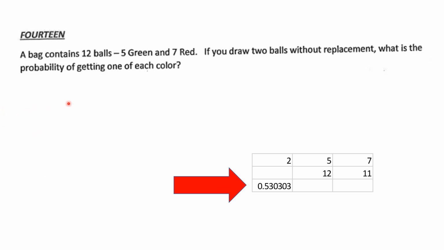Here you were talking about a bag containing 12 balls, 5 green and 7 red, and you draw 2 balls without replacement. What's the probability of getting one of each color? Well, you could have gotten the green one first, or the red one first. And so you would say that the probability would be either 5 out of 12 times 7 out of 11, or it would be 7 out of 12 times 5 out of 11, but there's 2 times those probabilities. So when you do the full calculation, because you could have gotten one or the other, it is 0.530303.